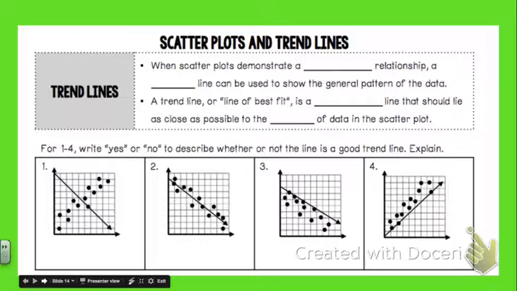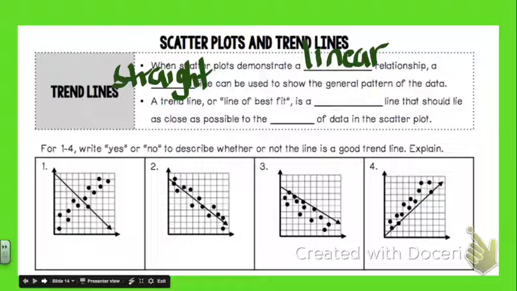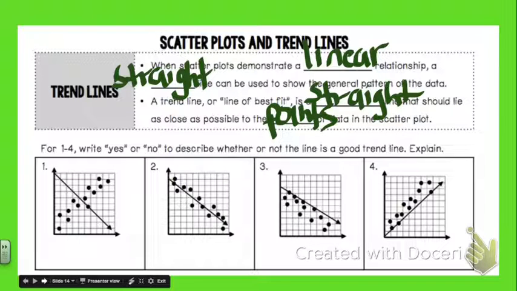Scatter plots and trend lines. When a scatter plot demonstrates a linear relationship, a straight line can be used to show the general pattern of the data. A trend line or line of best fit is a straight line that should lie as close as possible to the points of data in the scatter plot.